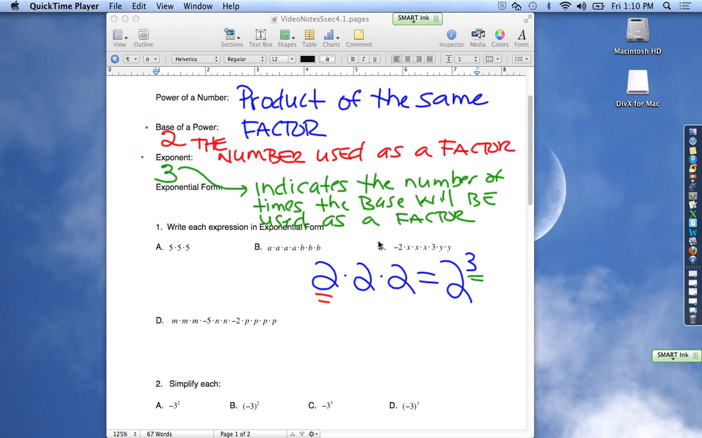Writing in exponential form, well, that's just simply presenting the expression in its most concise, efficient way. So exponential form would be writing the base raised to the number of times that the base appears as a factor. So you have your base multiplied times itself 3 times in this little example. So expressing 2 times 2 times 2 as 2 raised to the 3rd, or 2 cubed, that's presenting your answer in exponential form.